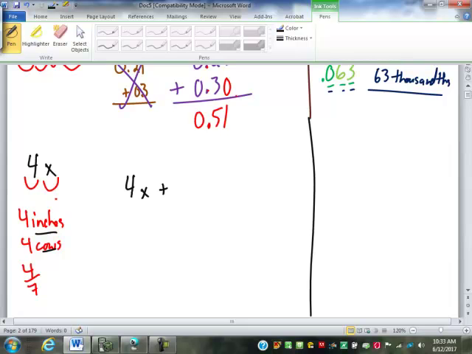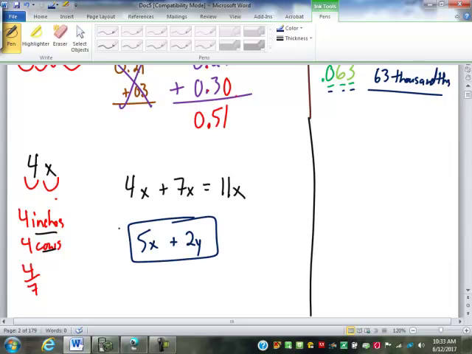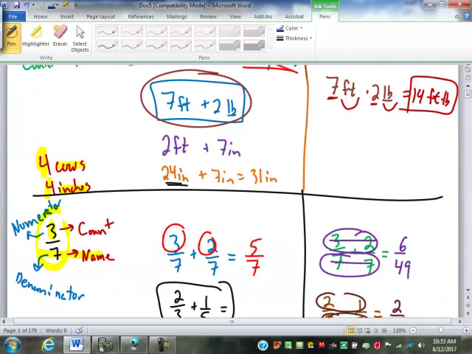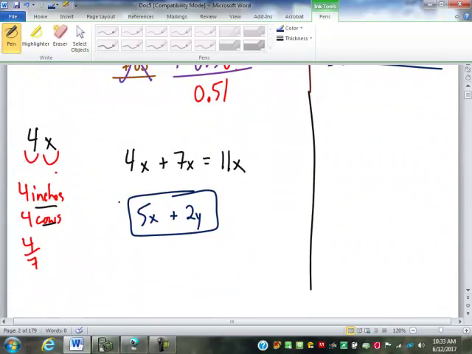If I have 4x plus 7x, I'm going to get 11x. I combine the counts I'm adding, so I add 4 and 7 makes 11. And when I add or subtract, I keep the same name. But if I wanted to do 5x plus 2y, what do I get? I get 5x plus 2y. Yeah, just like feet and pounds. I can't combine them with addition or subtraction, at least, because they don't have the same name.